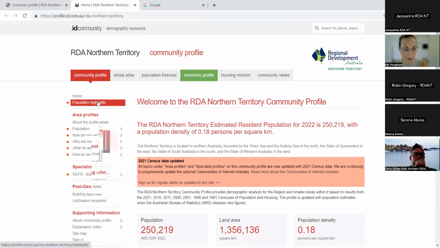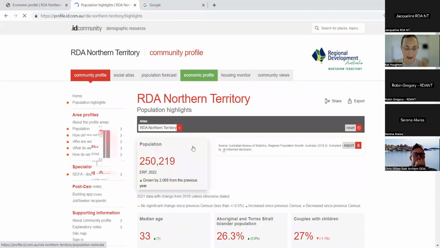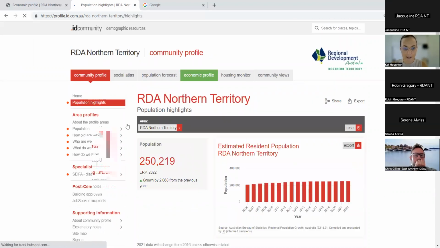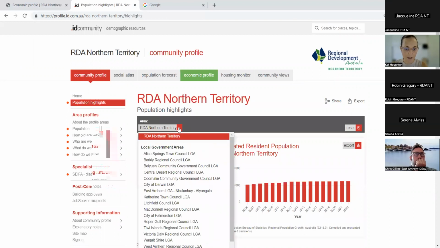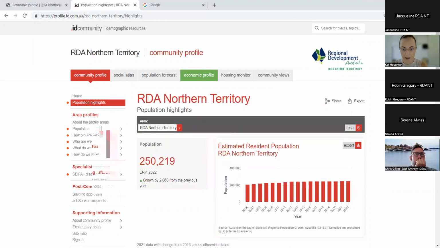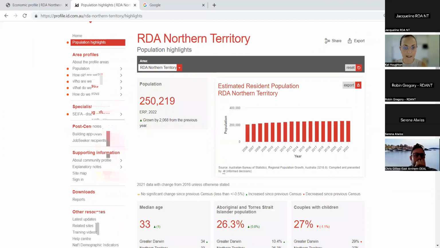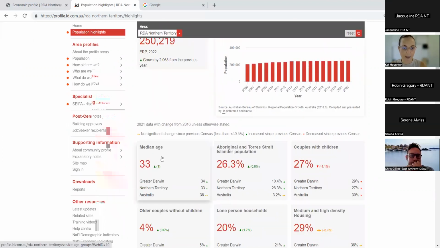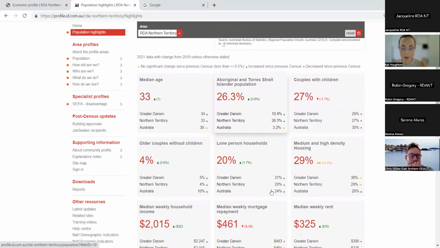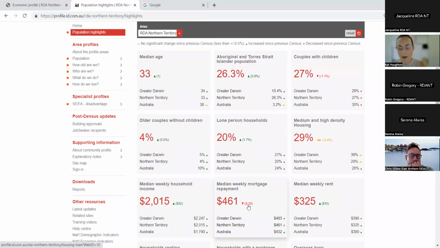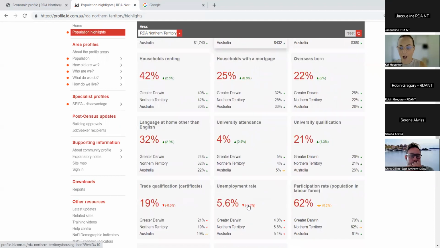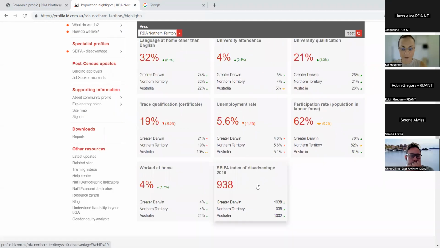The first thing I'm going to take you to is the population highlights page. Even though it says RDA Northern Territory, it is literally just the Northern Territory area. This gives us a little snapshot of all of the data you get out of the census. If you're looking for specific things like the median age, the Aboriginal and Torres Strait Islander population of the NT, lone person households, or median weekly mortgage repayments, you've got them here. You can go right down to your index of disadvantage.